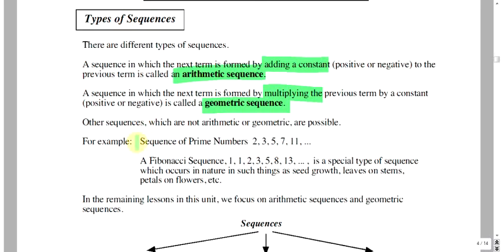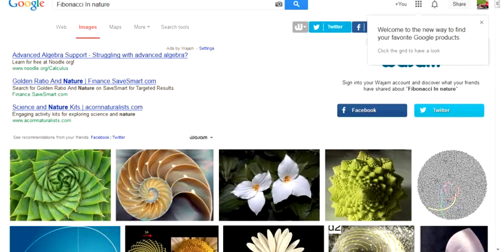There's other sequences. There's, for example, sequences of prime numbers. There's logarithmic sequences. There's something called a Fibonacci sequence. Anybody heard of this word before? But you never heard of Fibonacci before? There is Fibonacci.